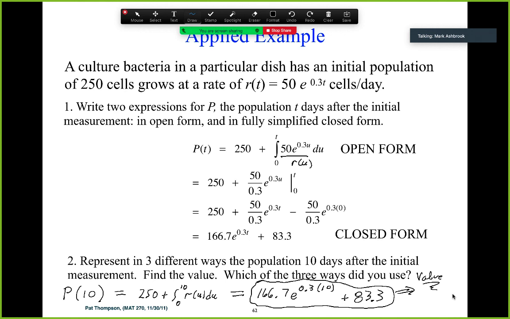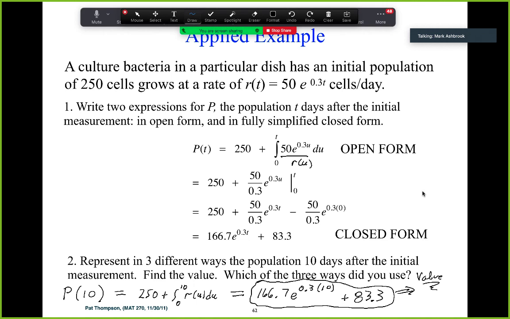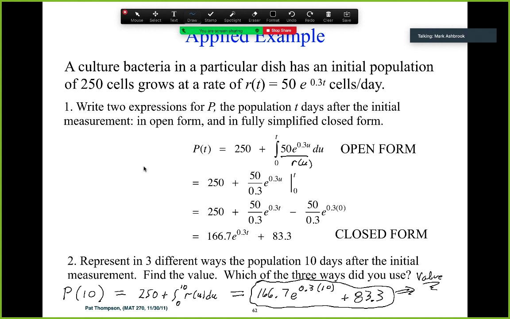All right. Any questions on this applied example? Okay, so we want to move on to the next kind of technique or harder type of antiderivative.